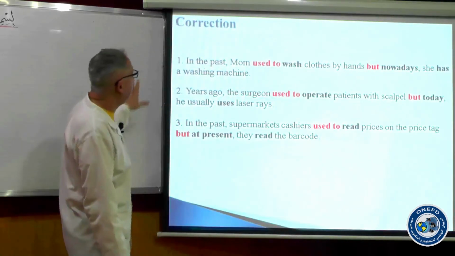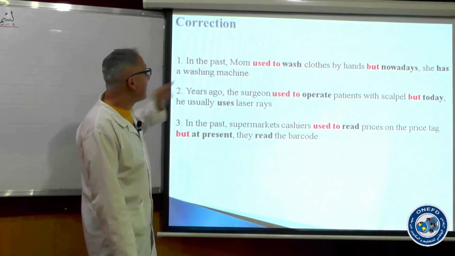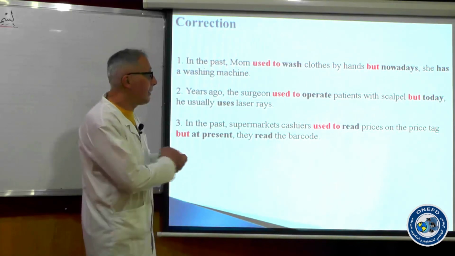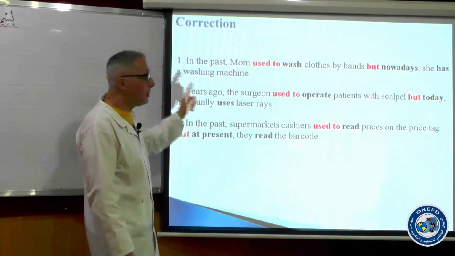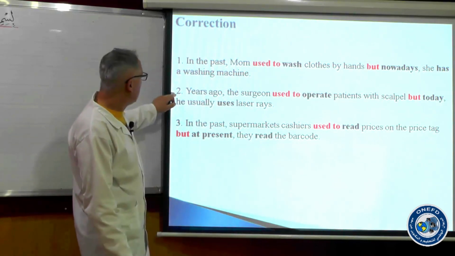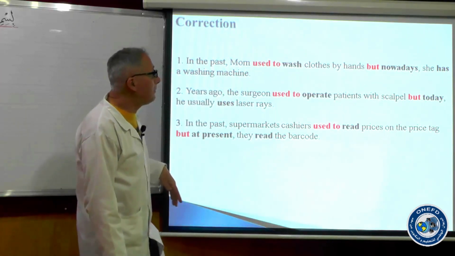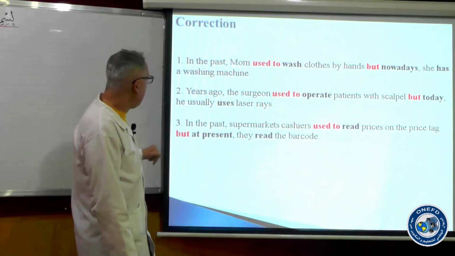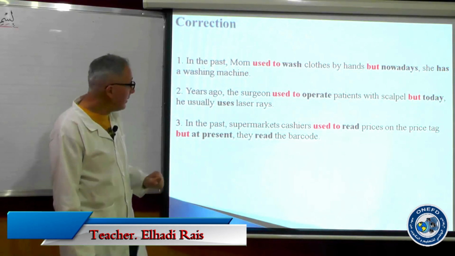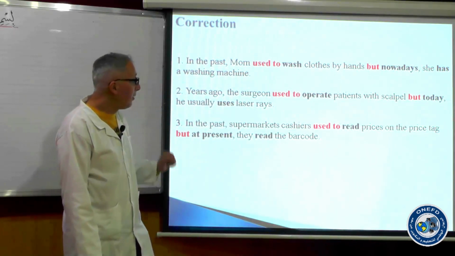Good, let's correct. Now, here are the corrections. Number 1, we can say, in the past, mom or my mother used to wash clothes by hands, but nowadays she has a washing machine. You can say nowadays, today, at present, or now. Second sentence, years ago, the surgeon used to operate patients with scalpel, but today he usually uses laser rays. And 3, in the past, supermarket cashier used to read prices on the price tag, but at present they read the barcode.